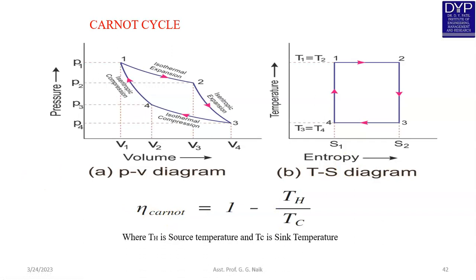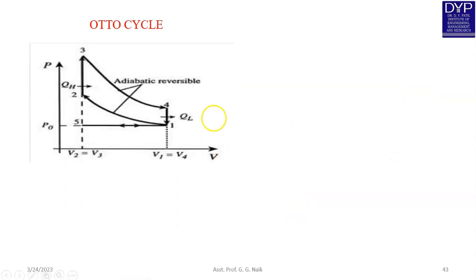So TH is the source temperature and TC is the sink temperature. Okay, now let us see the Otto cycle. Basically this Otto cycle is used for a petrol engine. If you want to calculate the performance of the petrol engine, then definitely we have to use the Otto cycle. Okay. So remember, this is for the petrol engine. Okay.